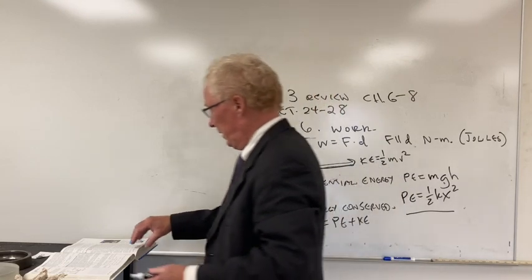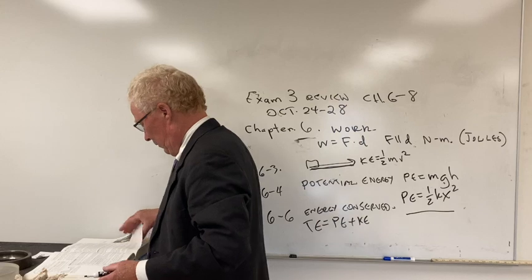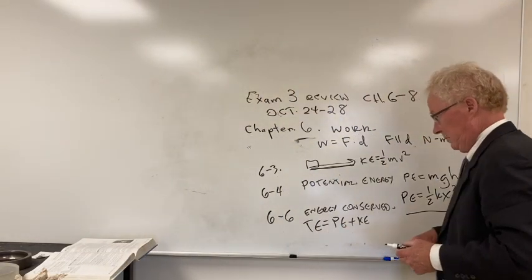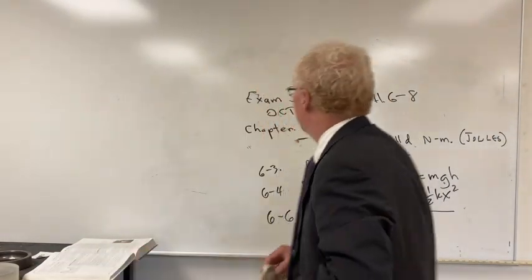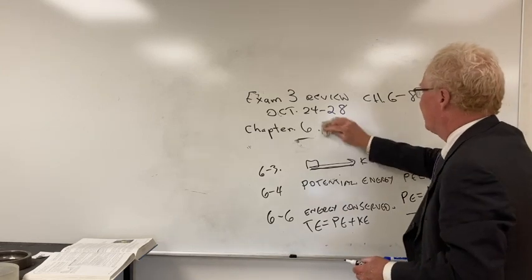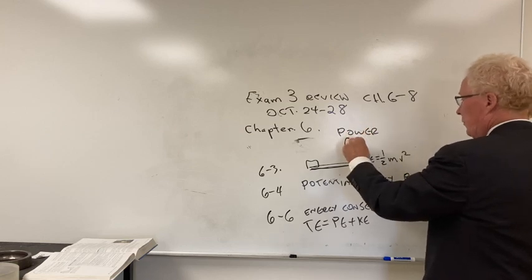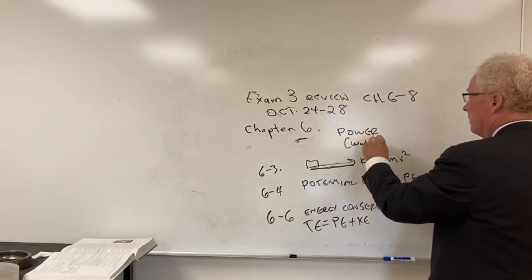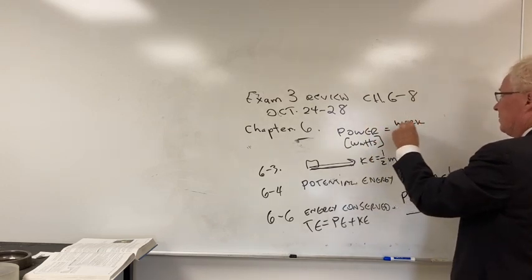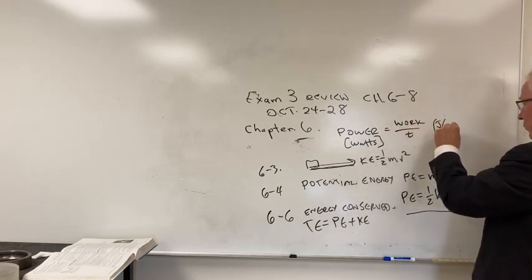And I'll see what else we have here. For the last part of chapter 6, I will erase this part up here. All right, the last section is power, which is in units of watts. And this is work over time. So this is in joules per second, which is a watt.